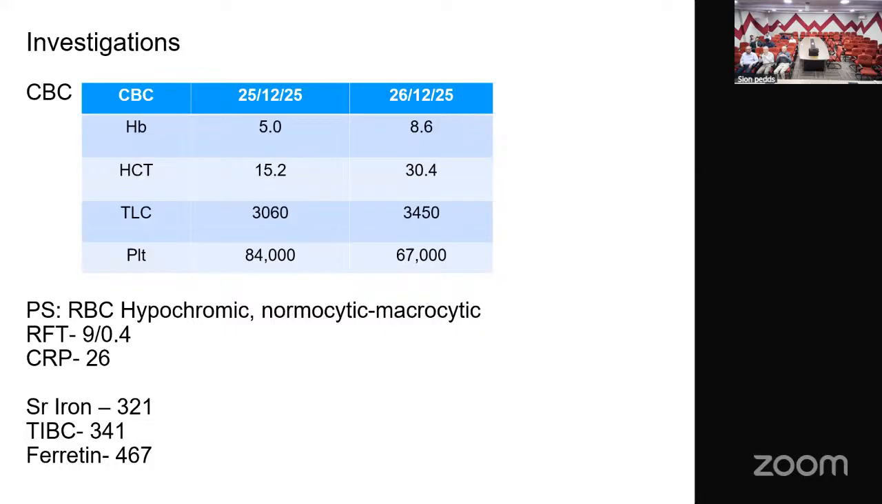Labs were suggestive of pancytopenia on presentation: hemoglobin of 5, total counts of 3,000 and platelets of 84,000. On PS, it was hypochromic, normocytic and macrocytic. RFT within normal limits, and iron profile is also normal.